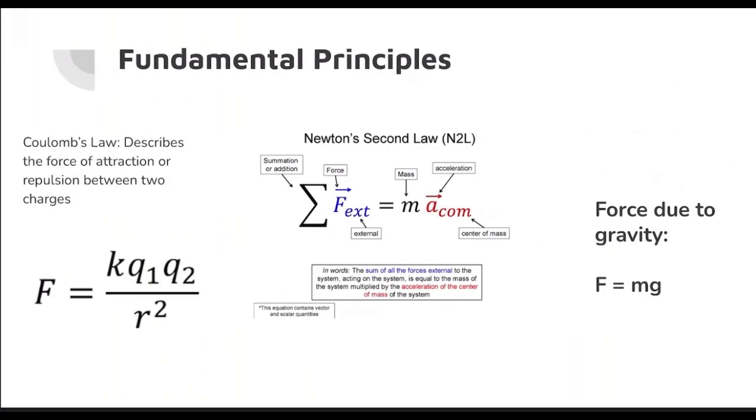The fundamental principles used were Coulomb's law, which describes the force of attraction or repulsion between two charges, where F equals K, which is 9 times 10 to the 9, times the first charge times the second charge, divided by the distance between the two charges squared. And Newton's second law, which is the sum of all forces external to the system acting on a system, F is equal to ma, and then the force due to gravity, which is just F is equal to mass times acceleration due to gravity, so negative 9.81 meters per second squared.